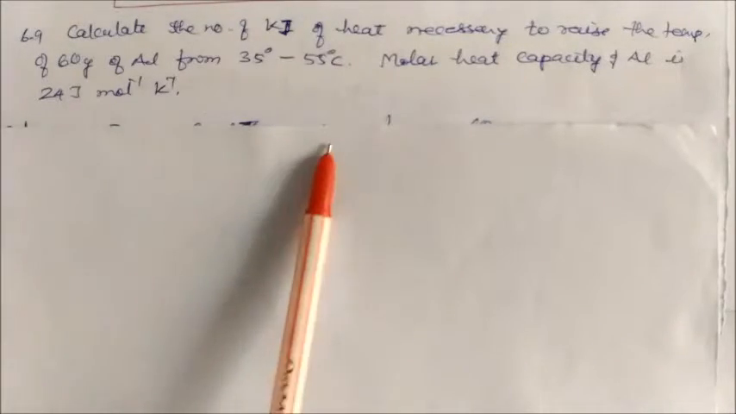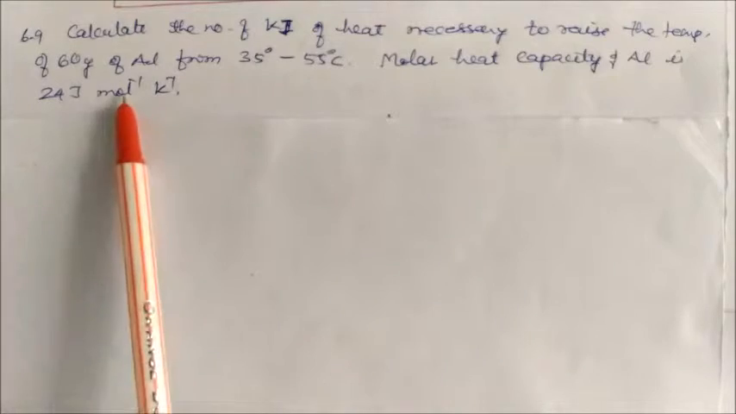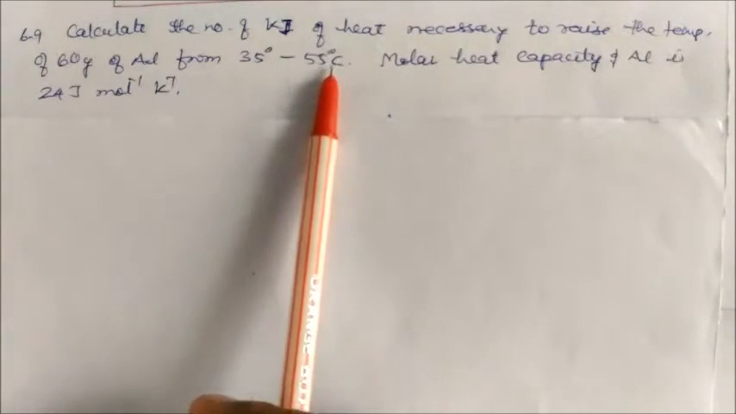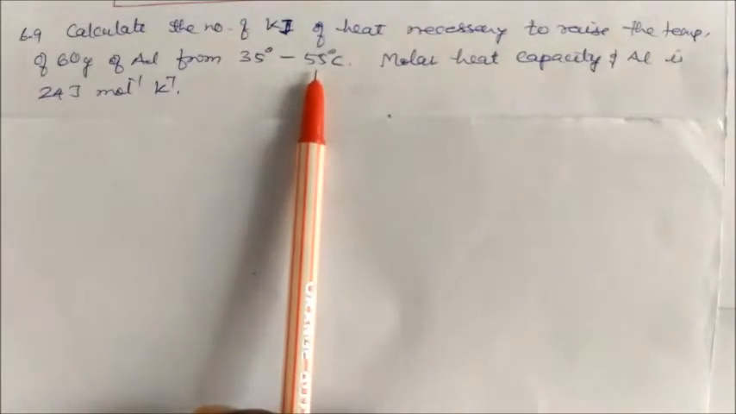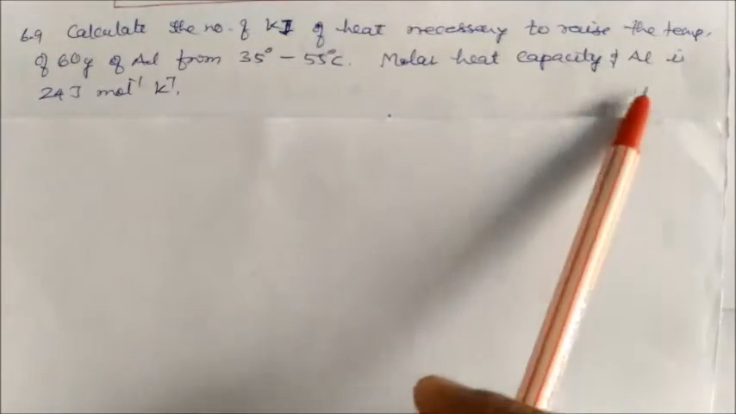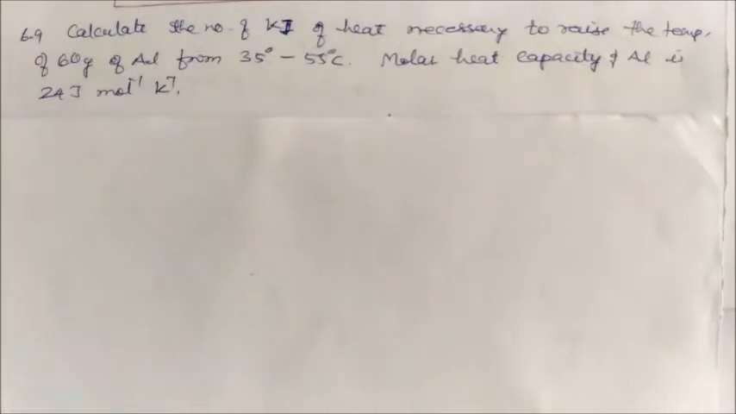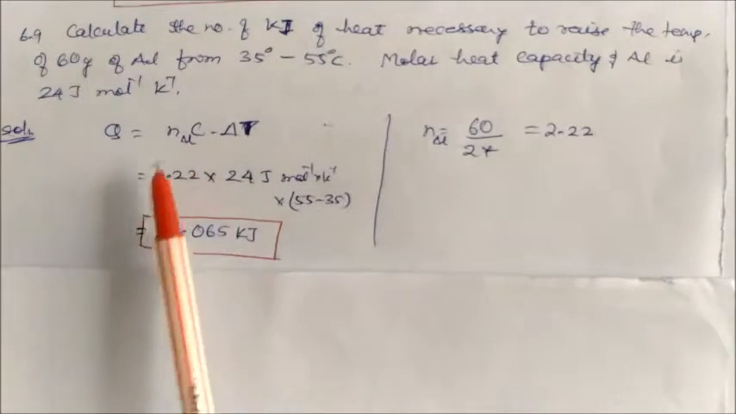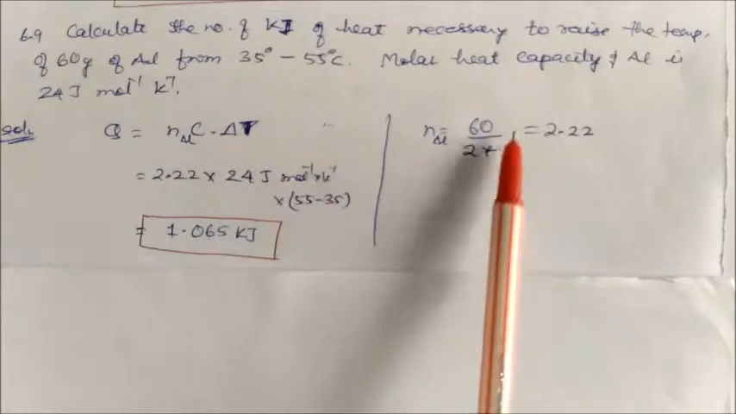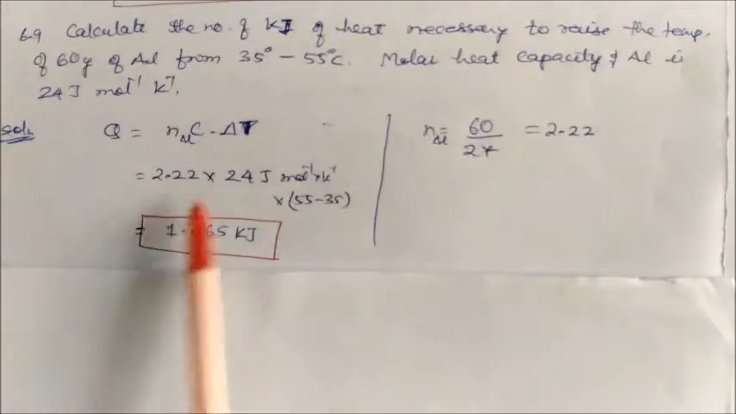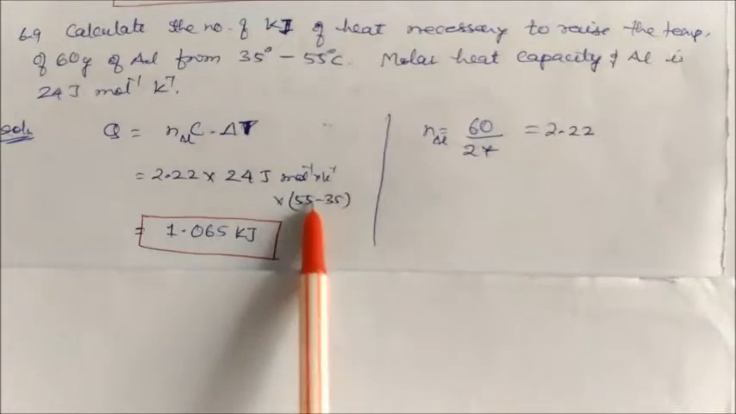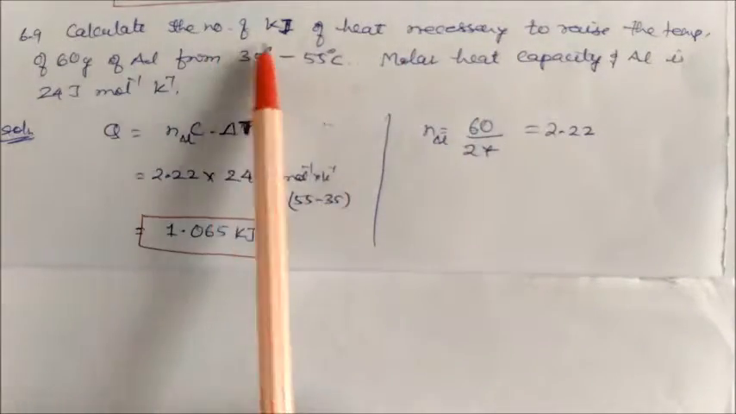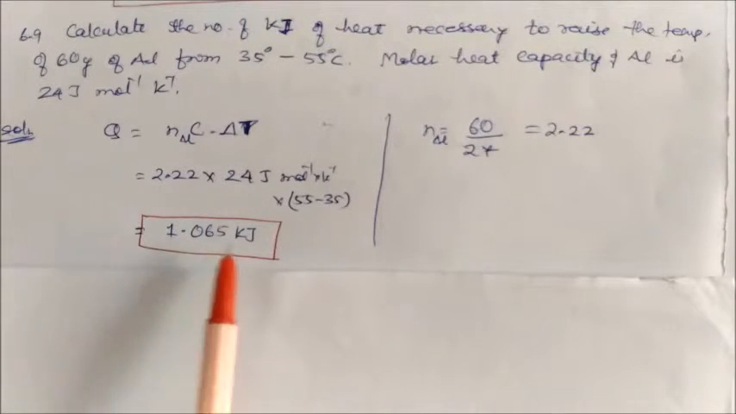Calculate the number of kilojoules of heat necessary to raise the temperature of 60 gram of aluminium from 35 degree to 55 degree centigrade. It is increased by 20 degree centigrade. Molar heat capacity of aluminium is 24 joule per mole per Kelvin. So Q is equal to n C delta T. n is the number of moles of aluminium, so it is 60 upon 27. C is given, delta T is also given, that is 20. On solving, you will get the heat, that is 1.065 kilojoule.